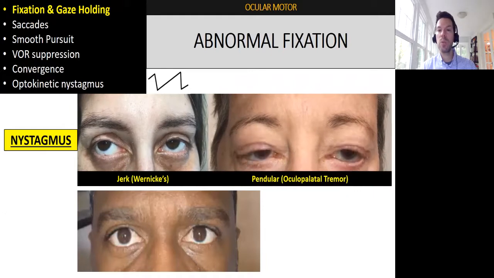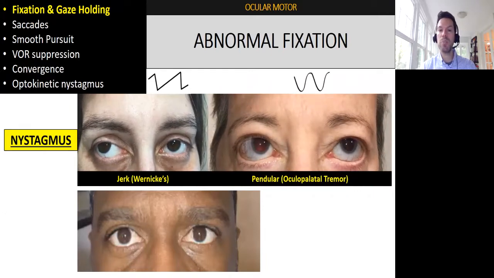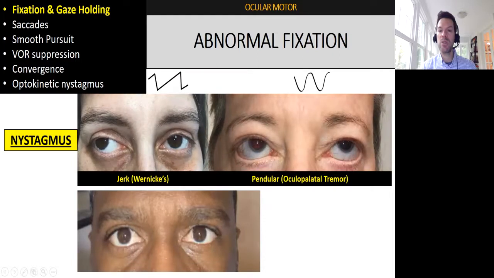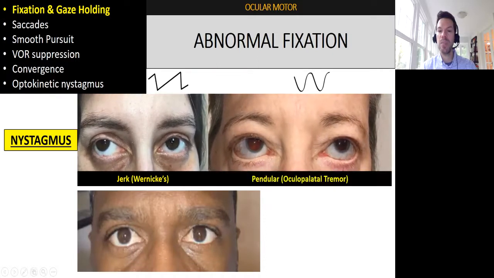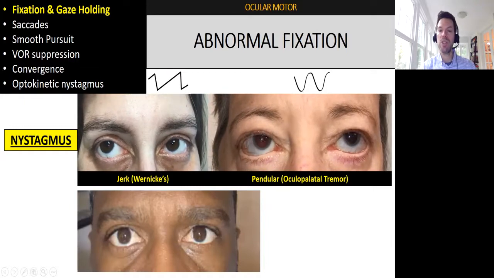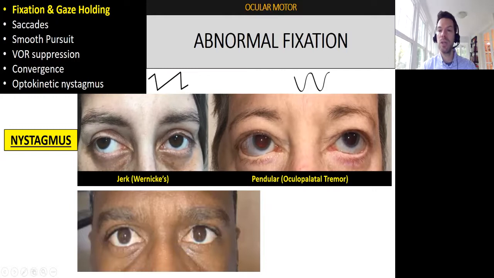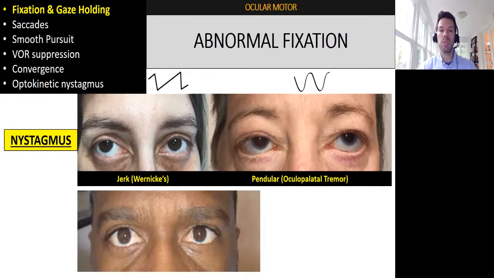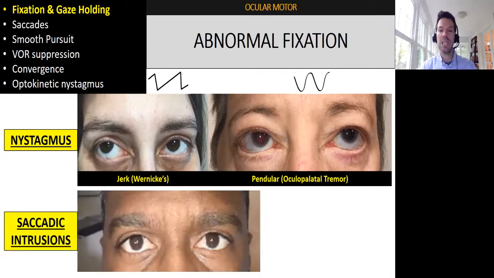This is another form, the other form of nystagmus. This is pendular. And these are back-to-back-to-back slow phases. There's no fast phase. It looks like a pendulum. This is a patient who had oculopalatal tremor, which is a common cause of pendular nystagmus, in addition to a patient with acquired pendular nystagmus due to multiple sclerosis, for instance. This patient does not have nystagmus.